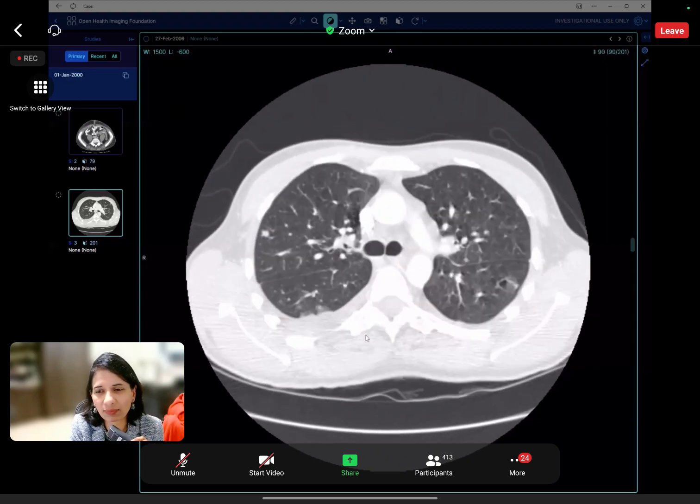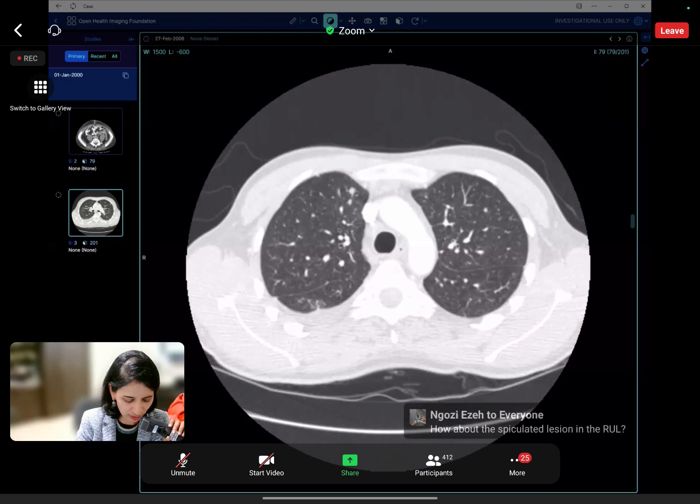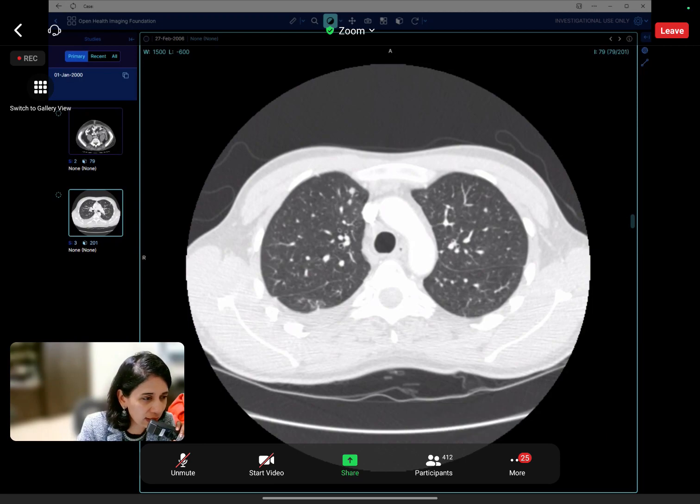So this is the last case. I'll go back to the first case. So it was multiple infarcts. That was very good. I will go back to this, and it was very well described. I like the description.